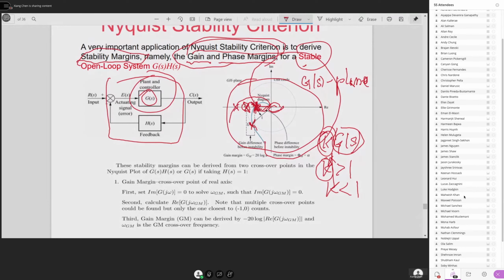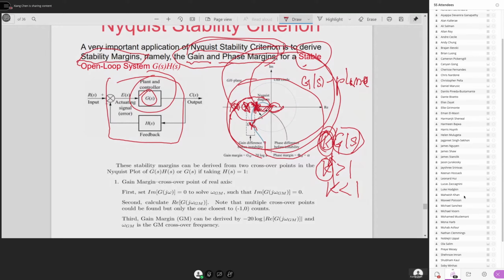But when you keep increasing K, pushing the crossover point to the left until you hit this point, and then you increase further, what happens? Your crossover is going to be at the left-hand side of the -1,0 point. And then if you draw the plot, it is going to go this way. What happened? Encirclement happened. So you can conclude right away the system will not be stable.